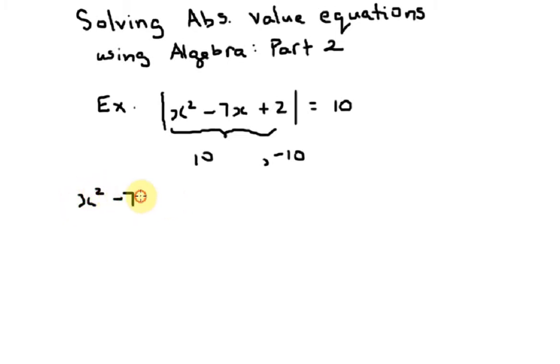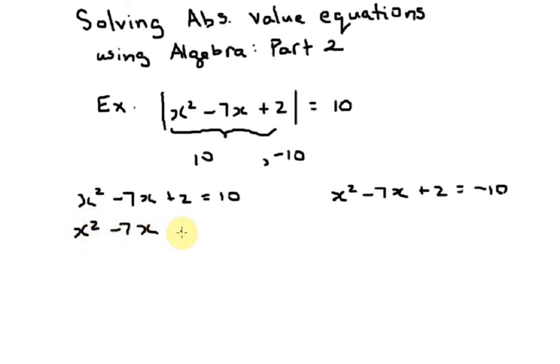One of them is x squared minus 7x plus 2 equals positive 10. And the other is x squared minus 7x plus 2 equals negative 10. And so the work now is just going ahead and solving these 2 equations. First thing you want to do is make sure you have them equal 0. So I'm going to subtract 10 over to the left side. So that gives me minus 8. So it equals 0 now.